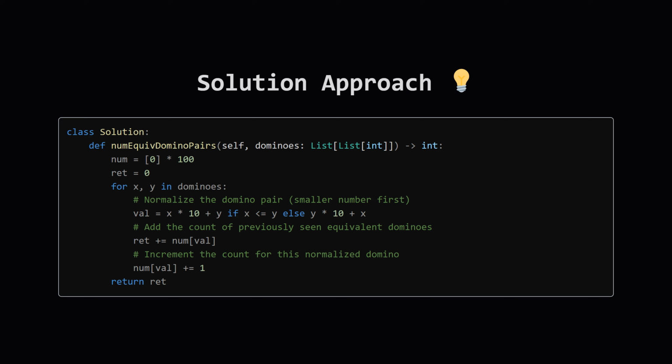This achieves O(n) time complexity as we iterate through the list once, and O(1) space complexity, because the frequency array num has a fixed size, 100.